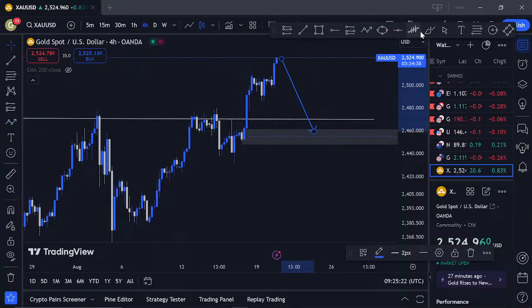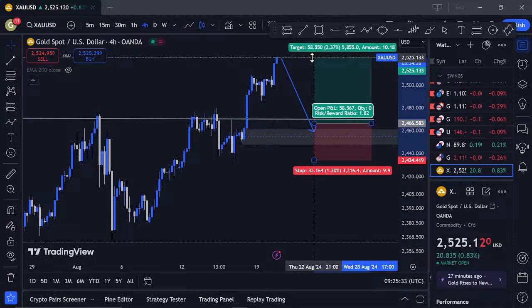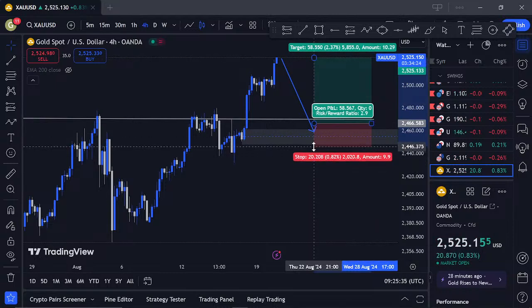So we'll patiently wait for gold to give us a fall from here, and then we are going to consider a buy from here. For those of you who don't know what I used to confirm my entries and all of that, you can actually check my video on my trading setups. So once gold comes here, we can use a very tight setup.